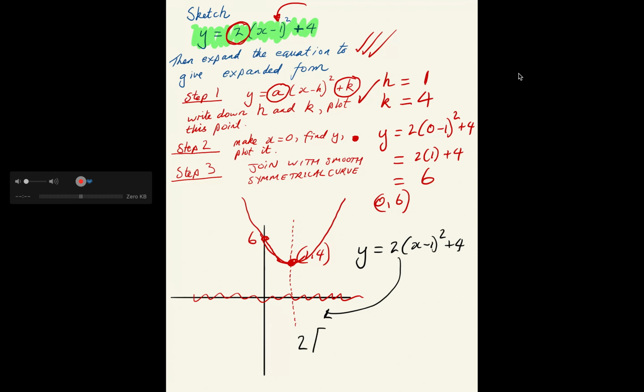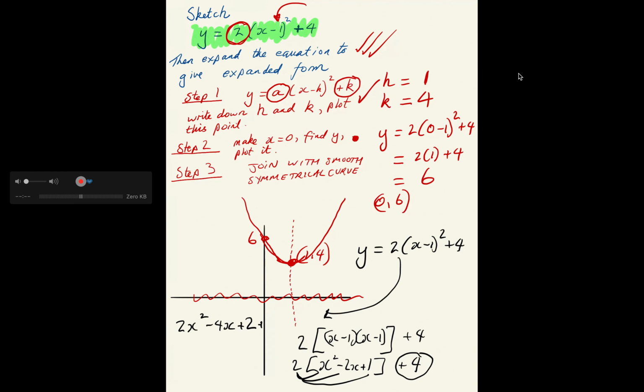So it's 2, I'm going to put a big square bracket here, and this is (x minus 1) times (x minus 1), plus 4. You'll get 2, and then I'll just put the answer in here. You should get x squared minus 2x plus 1, plus 4. Sorry, I'm getting a bit messy here. Then expand: 2x squared minus 4x plus 2, and don't forget we've got the plus 4 at the end, plus 4. So our expanded form is actually y equals 2x squared minus 4x plus 6.